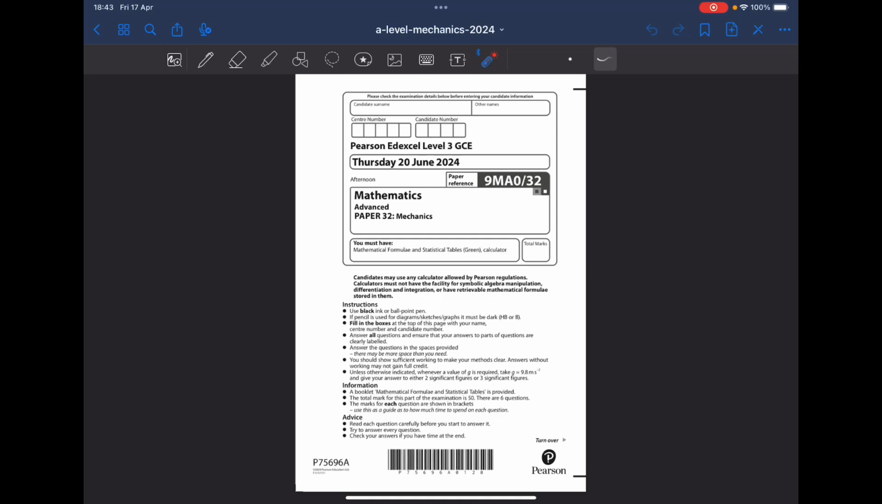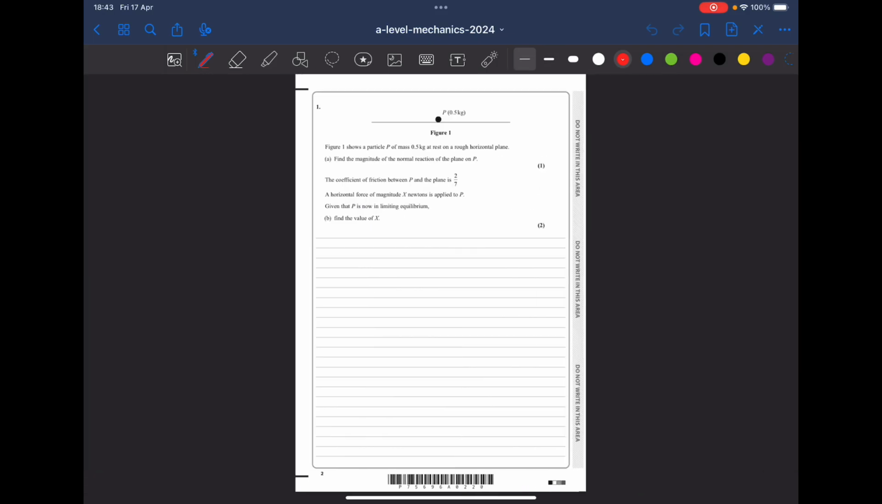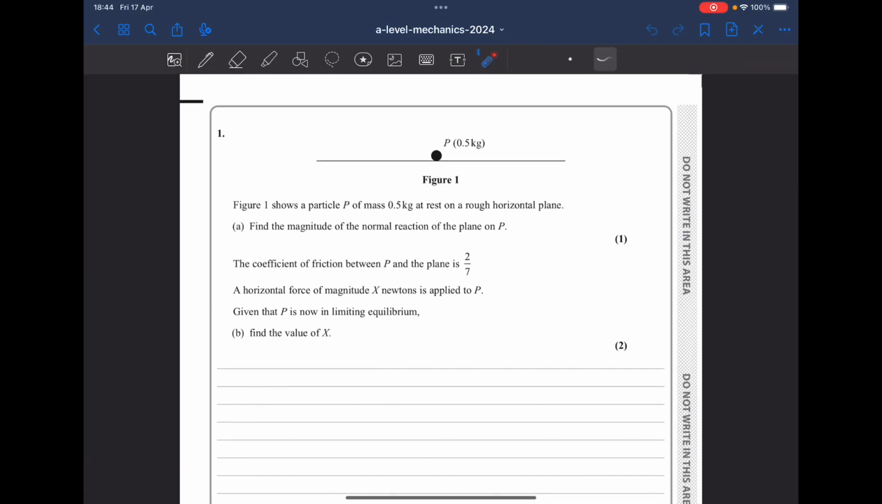All right, another one. We got another paper here from 2024, so it's Mechanics 1 from Edexcel. Let's get started. So first question, what have we got? Some particle here. It has half a kilogram of mass. It's at rest on a rough horizontal plane. Find the magnitude of the normal reaction at P. Well, of the plane on P.